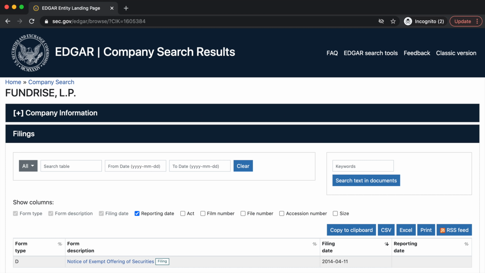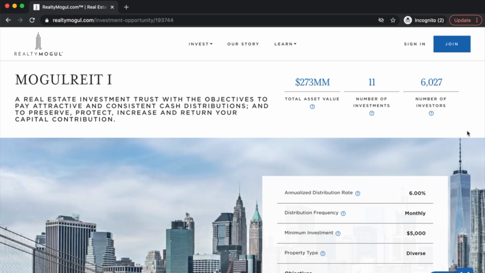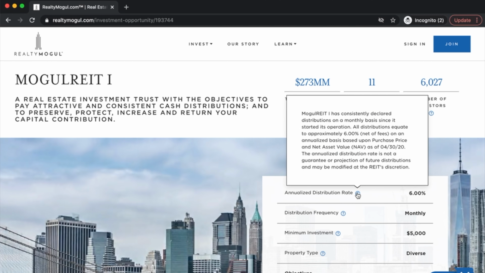And I get that Realty Income never produces estimates as far as what we can expect to earn in dividends, but given the company has either maintained or increased their dividend every month for decades, we can estimate that it'll be likely that the dividend next month will either be the same or they'll increase it. Realty Mogul was one platform that was a little more upfront, claiming that they offer distributions of roughly 6% of their portfolio's NAV or net asset value.